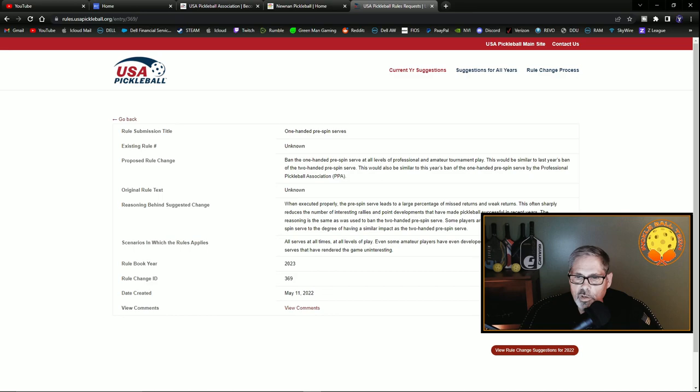We watch pickleball and we play pickleball for the excellent competition, the rallies, the back and forth, the volleys, and all that stuff. So I kind of see that point. The reasoning, he or she says, is the same as used to ban the two-handed pre-spin serve. Some players are now mastering the one-handed pre-spin serve to the degree of having a similar impact as the two-handed pre-spin serve. That is true.